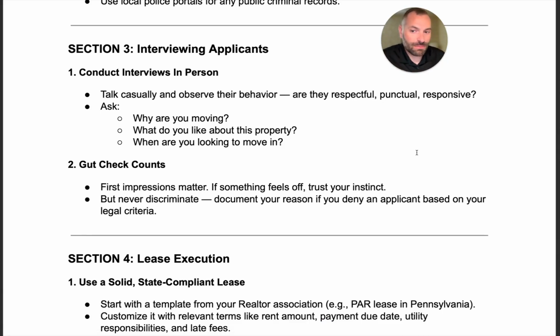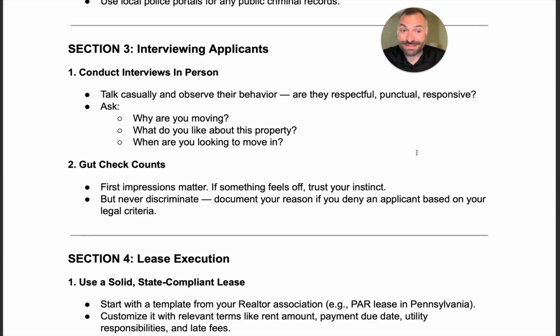Or when are you looking to move in? What do you like about this place? What do you like about the area? Just kind of shake them out, see what's happening. And then the gut check really, really is important here. Everyone has a really good judge of character and background. So first impressions matter. If something feels off, totally trust the instinct and don't think twice about it.